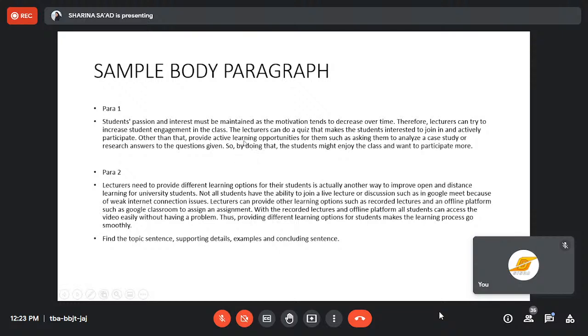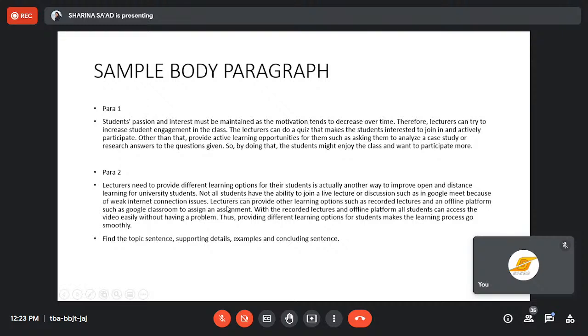Okay, so you have topic sentence, explanation, example, close the paragraph. Look at paragraph 2. Lecturers need to provide different learning options for their student. Is actually another way to improve open and distant learning for university students. This is the topic sentence. Paragraph 1 is the topic sentence. Not sentence 1 is the topic sentence. And then explanation.